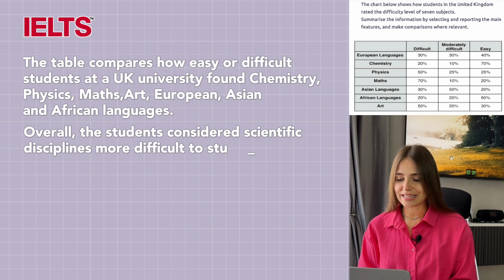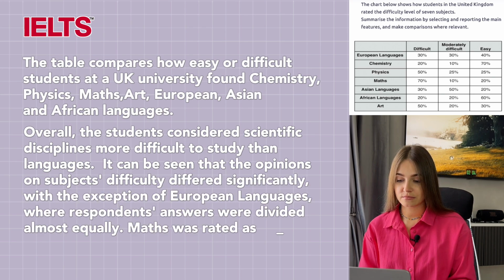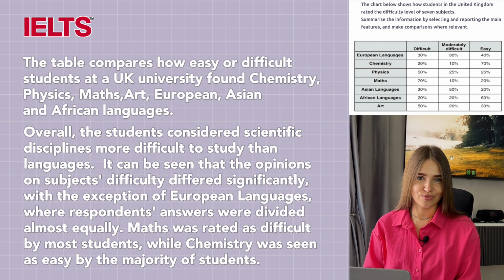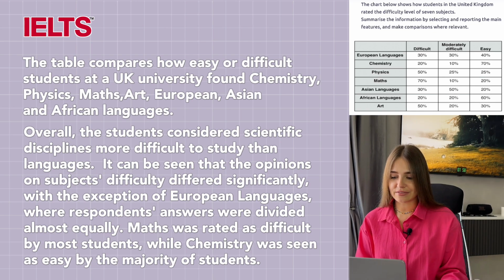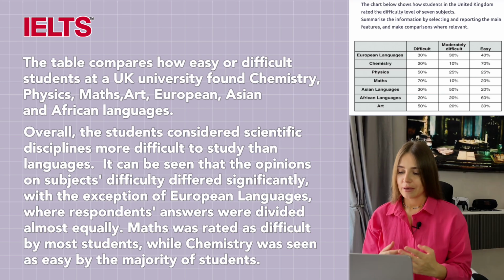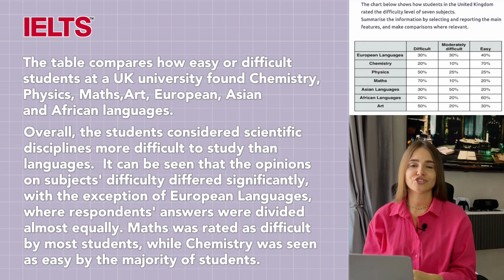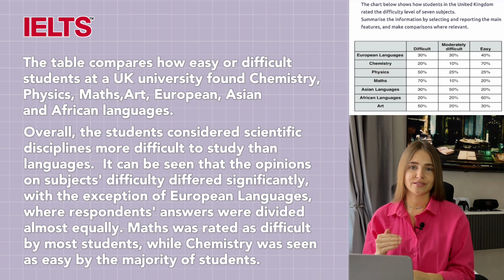Overall, the students considered scientific disciplines more difficult to study than languages. Obviously, we can see from the table. It can be seen that the opinions on subjects' difficulty differed significantly, with the exception of European languages, where respondents' answers were divided almost equally. And then I proceed. Math was rated as difficult by most students, while chemistry was seen as easy by the majority of students. So always mention the highest and the lowest, or the biggest and the smallest in your overview.